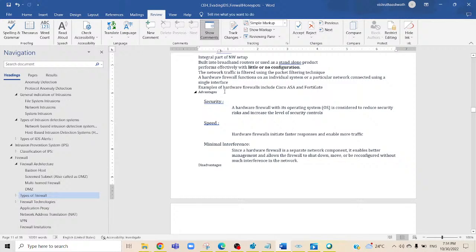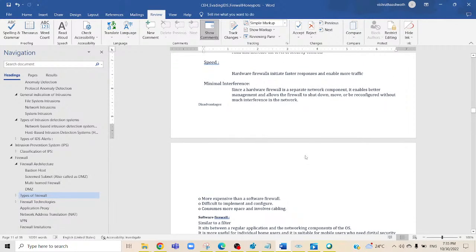So what are the advantages of hardware firewall? In terms of security, a hardware firewall with its own operating system is considered to reduce security risks and increase the level of security controls. Speed: hardware firewalls initiate faster responses and enable more traffic. Then minimal interference: since a hardware firewall is a separate network component, it enables better management and allows the firewall to shut down, move, or be reconfigured without much interference in the network.